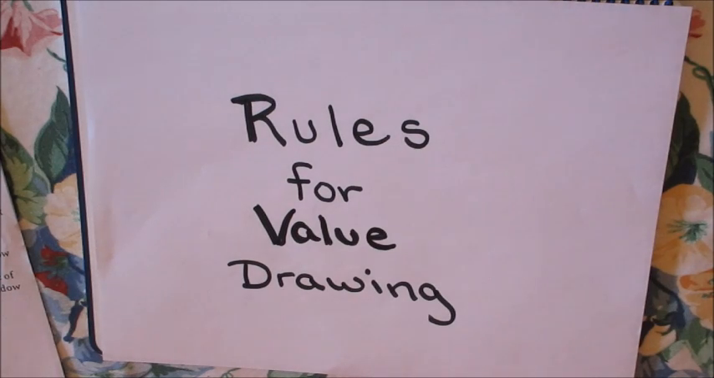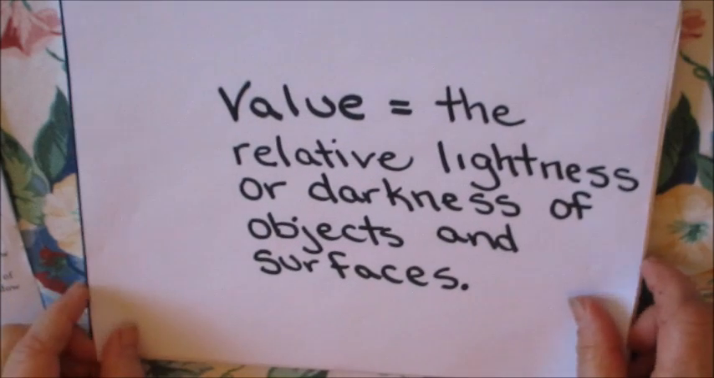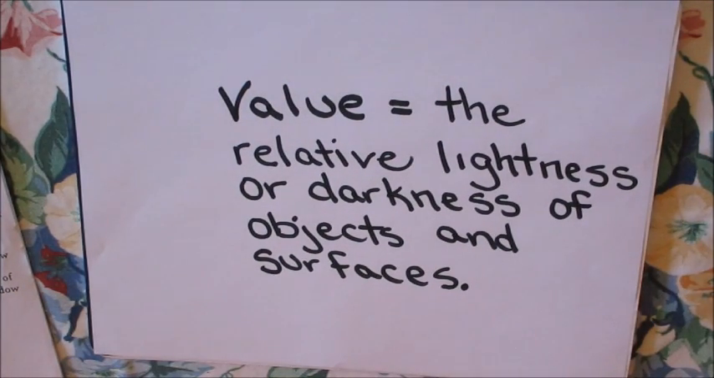Today we're going to start a series of worksheets on value drawing. These are rules for value drawing that can be applied to most any object or subject. So, number one, remember that value is the relative lightness or darkness of an object and its surfaces.